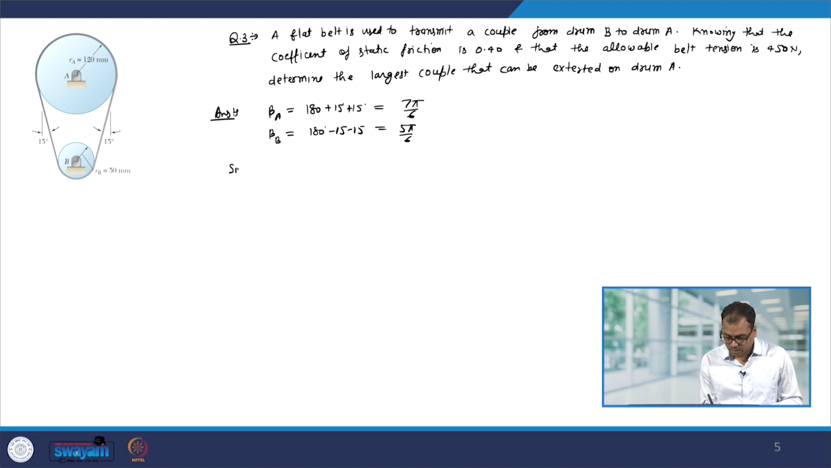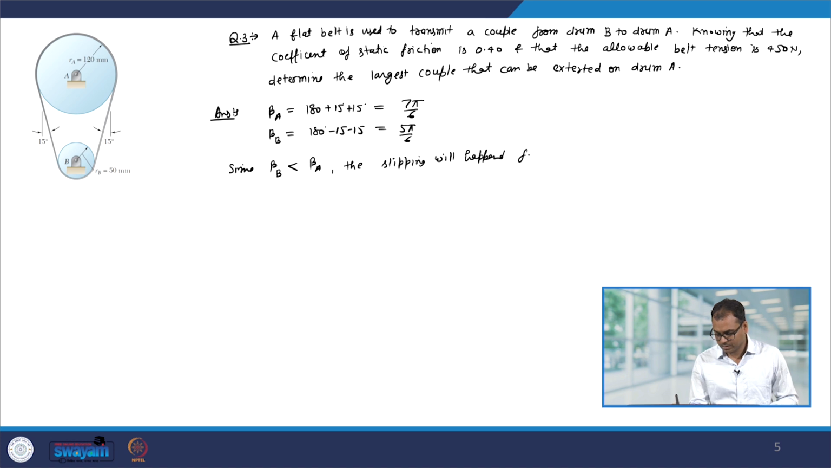So, here since beta B is smaller than beta A, therefore the slippage or the slipping will happen first on drum B. Therefore, let us calculate the tension in drum B.